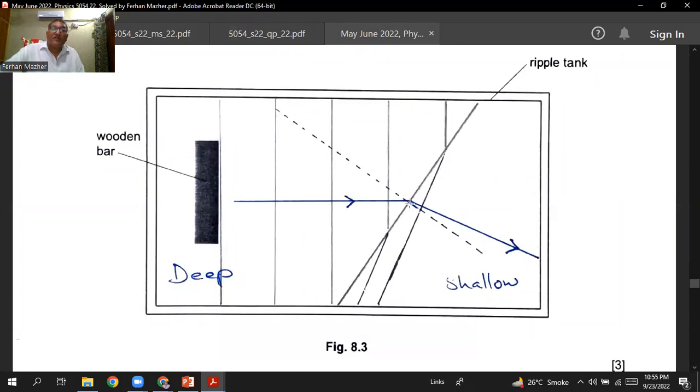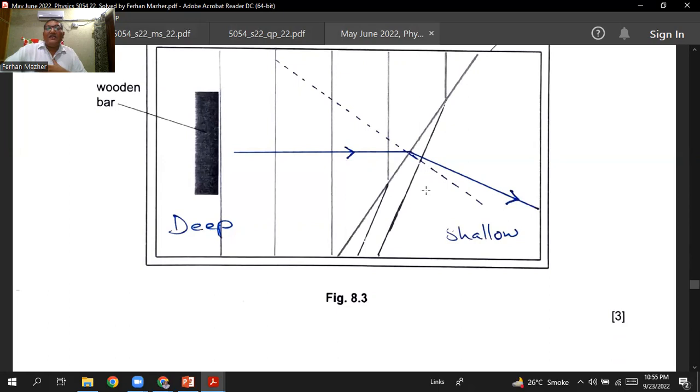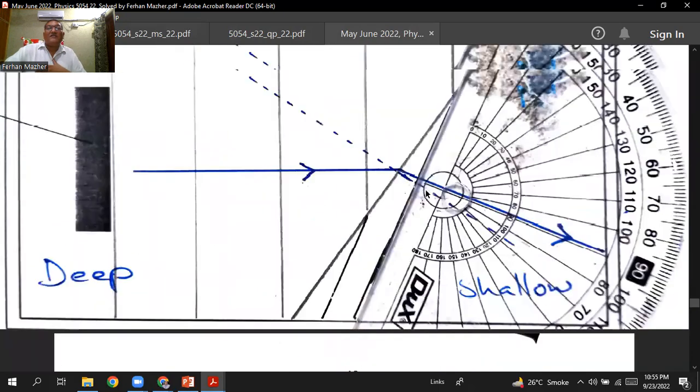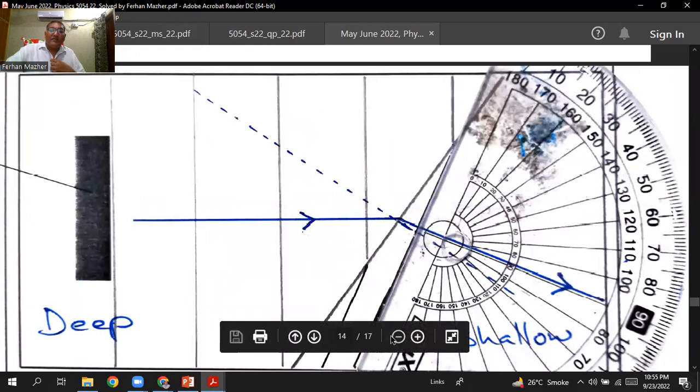And when it touches the boundary after which the water becomes shallow, at that point of incidence I draw this dotted line, which is the normal. Normal means it's making a 90-degree angle with the surface of the block. When the water waves enter from deep water into shallow water, their speed decreases. That's why they will bend towards the normal. You can see I have shown that the direction of the waves will bend towards the normal.